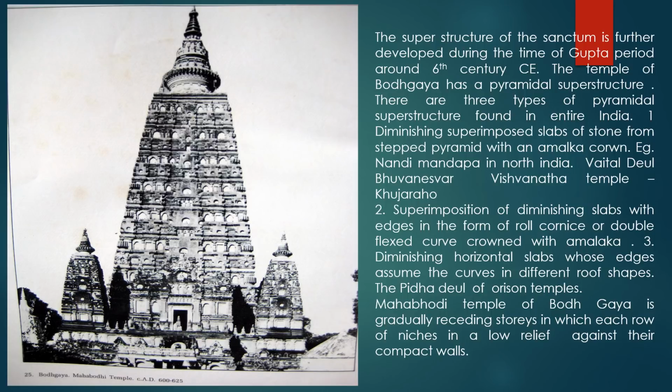Then the second type, the superimposition of diminishing slabs with edges in the form of roll cornice or double flags curve crowned with Amalaka. The third one is diminishing horizontal slabs whose edges assume the curves in different roof shapes, the pyramidal of Orissan temples. The Mahabodhi temple of Bodh Gaya, I already mentioned that, has gradually receding stories in which each row of niches is in a lower leaf against the compact walls.